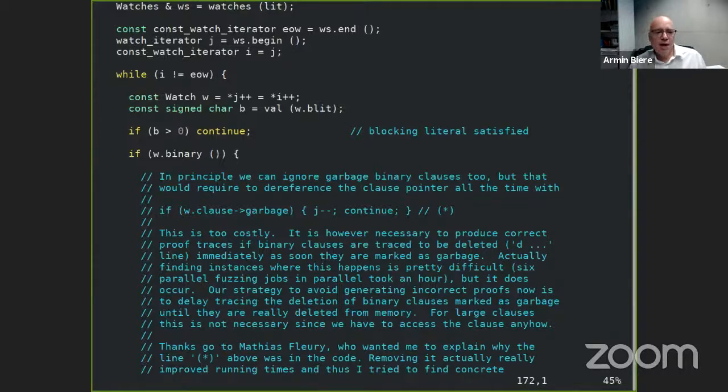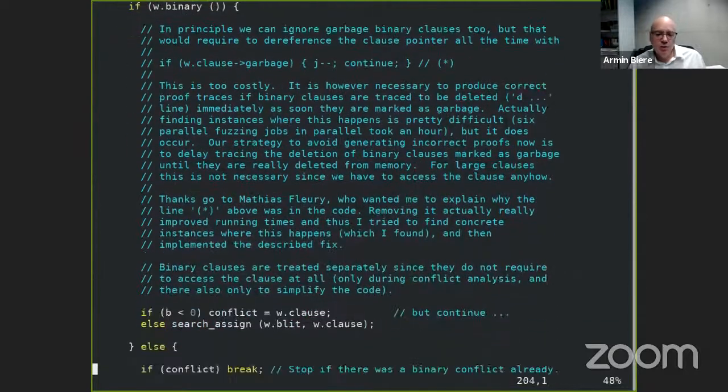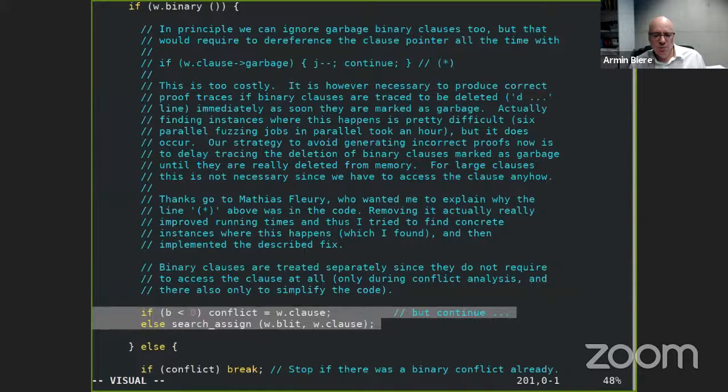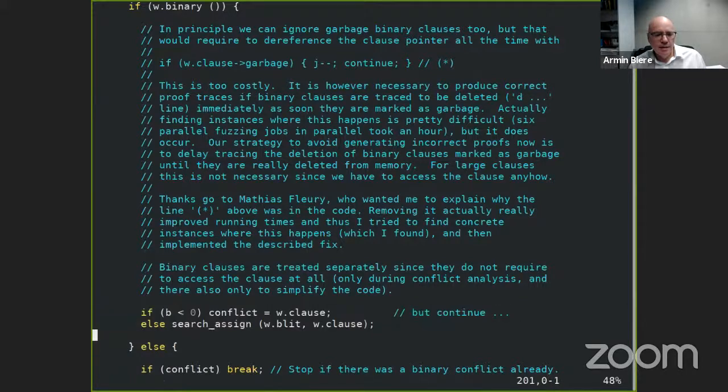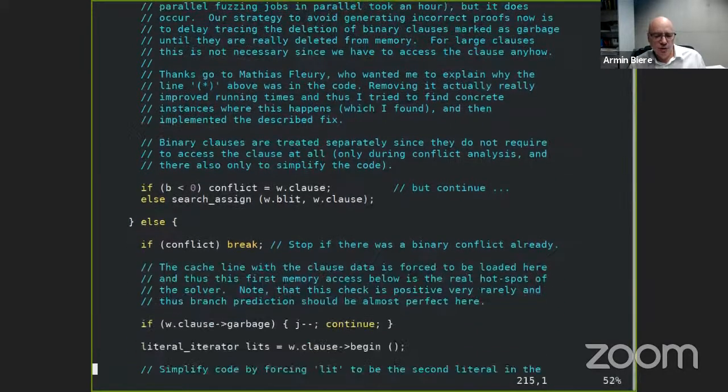Then we have this binary thing. For binary clauses, we don't need to access the clause data because it's inlined in the occurrence list. But there's something here which Matthias, my now postdoc, figured out while he was not a postdoc yet. I also had this line here, and that's bad because then you need to go to the clause, which is a pointer dereference. Here, everything is in the cache. You don't need a pointer dereference. You can check how I got rid of this line, which was really slowing down the solver.